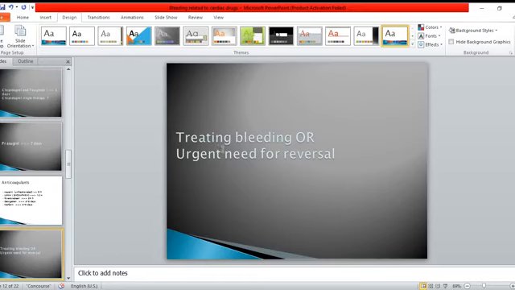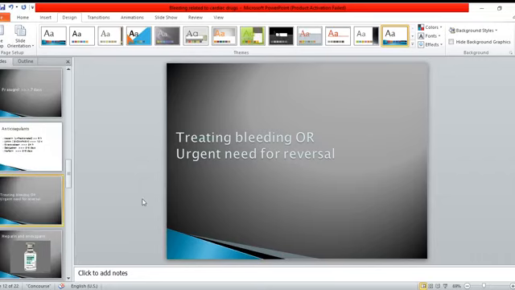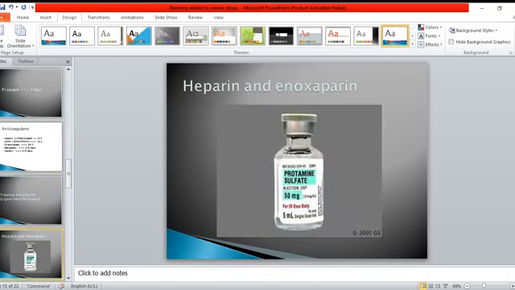Sometimes the patient comes with bleeding due to these medications, or the patient comes and he's in need of an urgent surgery, maybe a neurosurgery or urgent abdominal surgery, and there's no time to stop these medications electively. At this time you may need to intervene and to manage the situation.